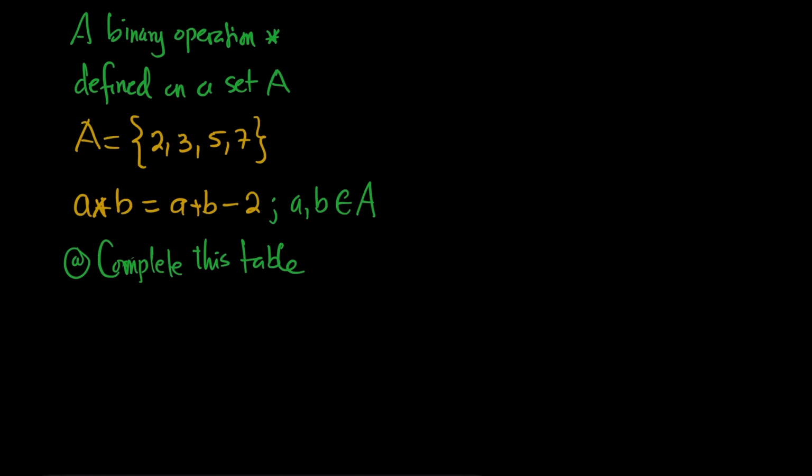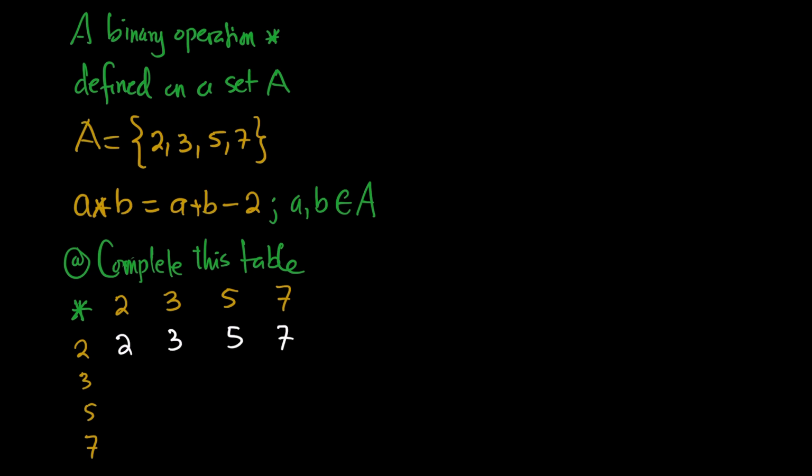We're going to draw a table, and it's made up of 2, 3, 5, and 7. And then on the horizontal side too, we have 2, 3, 5, and 7, like that. And then we have the star, the operation, right here. Now some of the numbers have already been given. The first row has been given as 2, 3, 5, and 7.